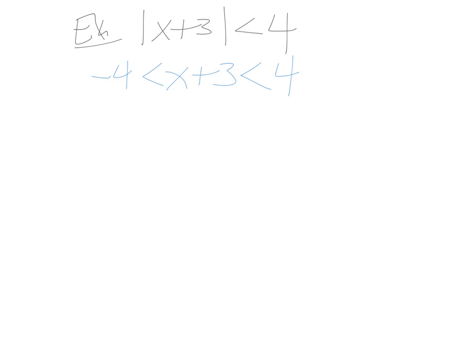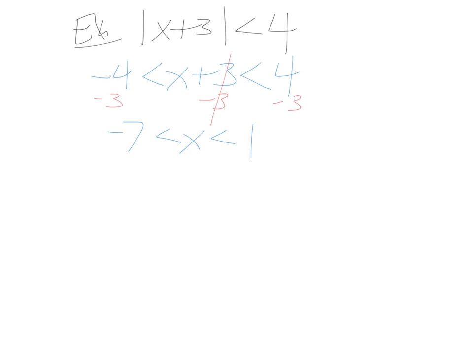Now when we go to solve that, I want the x by itself. So I subtract 3, and I have to subtract 3 from both the +4 and the -4. It's like two problems in one. Then we'll have on the left -7 is less than x is less than 1.